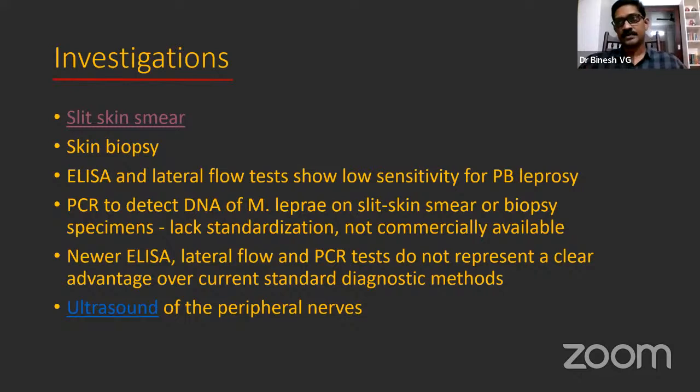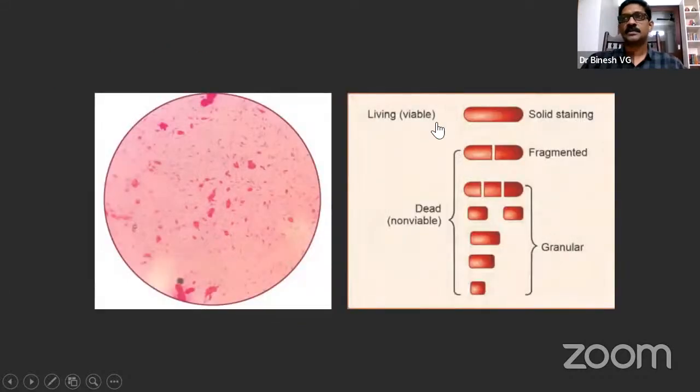Now we have covered the 2 cardinal signs: the sensory testing on the patch we have done, and the assessment of the nerve function is also done. Nerve palpation, sensory testing of the nerve, and voluntary muscle testing of the nerve, that is done. Now coming to the third cardinal feature, that is the slit skin smear. If the smear is positive, then again that itself is diagnostic of Hansen's disease. It can show solid, fragmented, or granular bacilli.